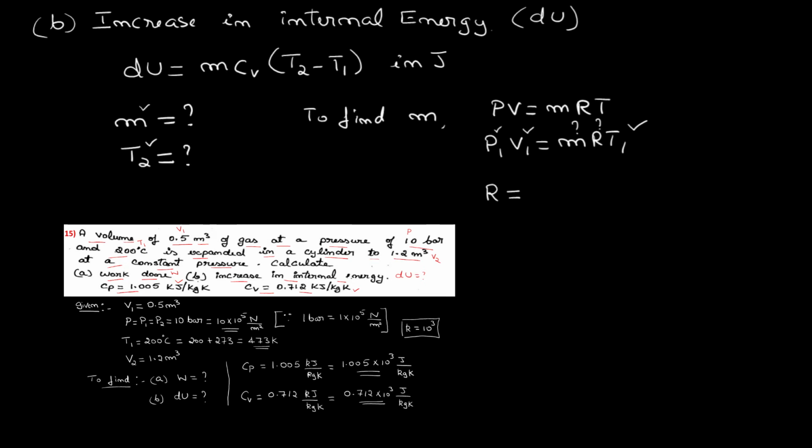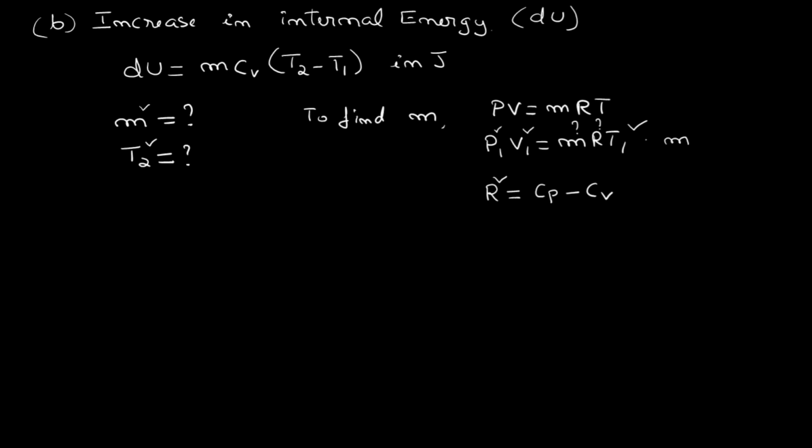How to find R? We know the specific heat relation, it is given by R is equal to Cp minus Cv. So once I calculate this R, I'll be getting the value of m. If I substitute the value of R in the characteristic gas equation for initial condition, I'll be getting the value of m. Therefore, let me calculate the gas constant first.